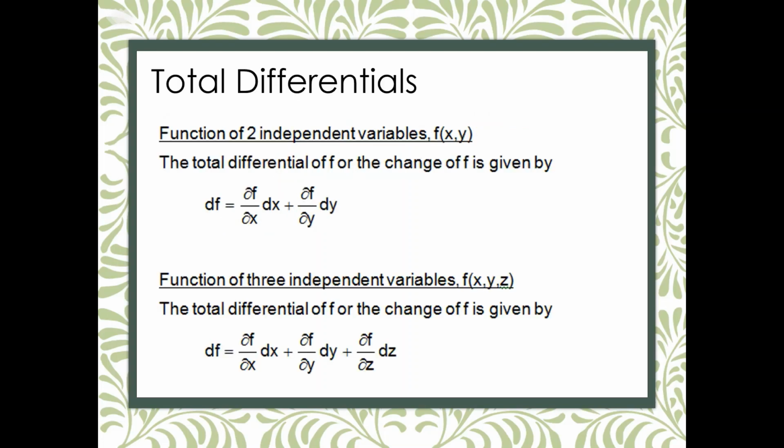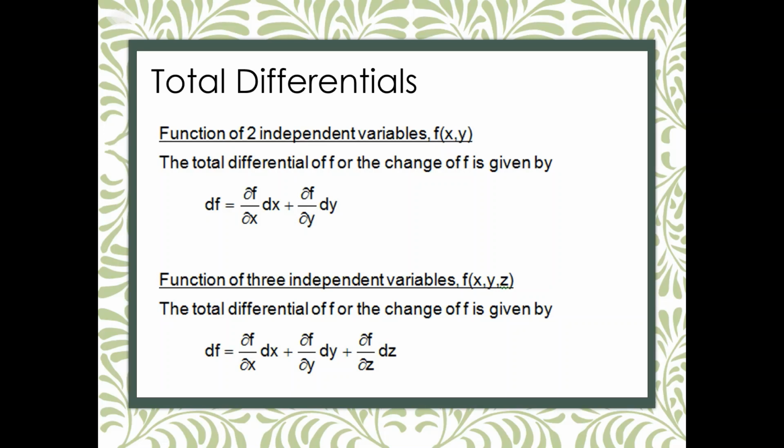Next, we are going to learn about total differentials, which refers to the change of the function. When given a function of two independent variables, which is f(x, y), the total differential of f is given by df, which is equal to delta f over delta x multiplied with dx plus delta f over delta y multiplied with dy. Here, dx and dy refer to the change of the respective variables.